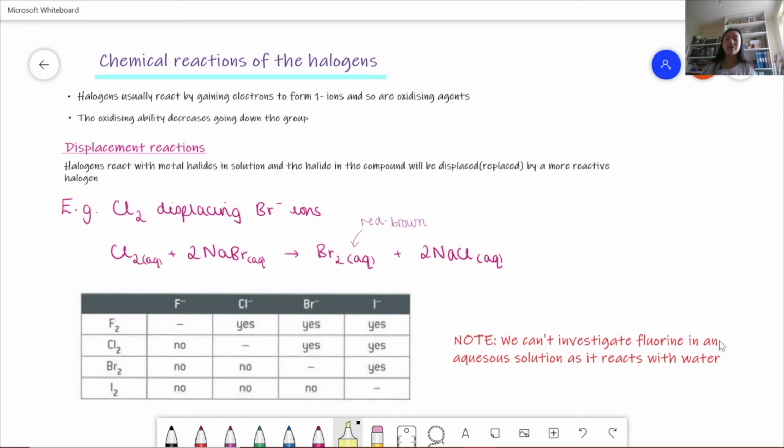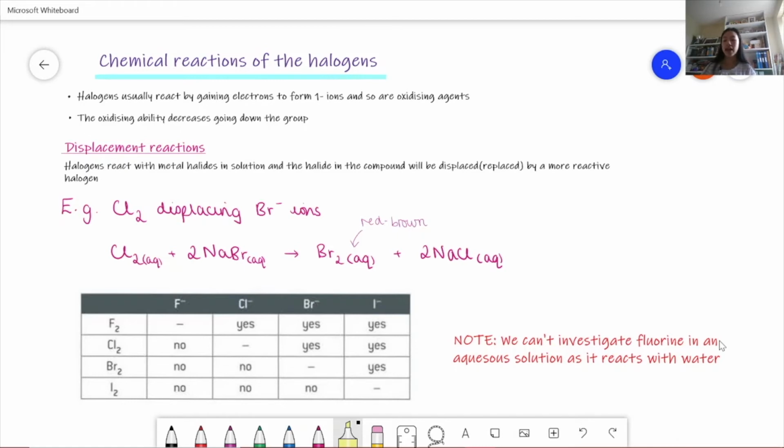So the solution which is formed is now sodium chloride. And so the bromine is then formed. And we can tell if this occurs or not because bromine is red-brown. So it will have gone from being a colourless solution to a red-brown solution. And at the bottom, we have a table just to summarise what can be displaced and what can't be displaced.